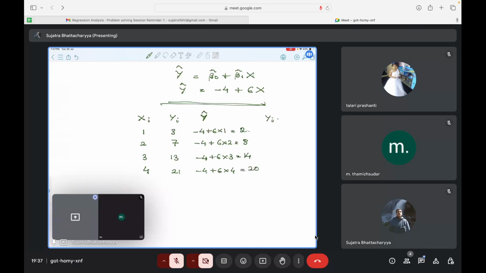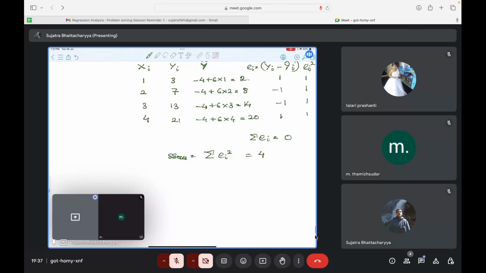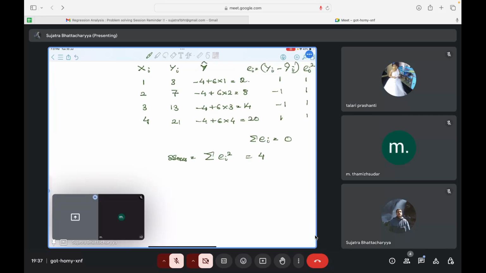Now what is yi minus y cap i? That is nothing but ei, the residual. So what is that? 3 minus 2, 1; 7 minus 8, minus 1; 13 minus 14, minus 1; 21 minus 20, 1. Now if you add it, sum of ei comes out to be 0. But if you have to do the summation of ei square, that is the SS residual, then what will you get? Just square each: 1, 1, 1, 1. So the sum of ei square will be 4. So this is the SS residual we have calculated to be 4.